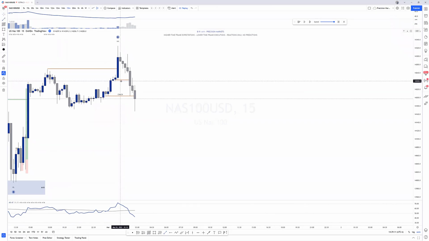Because my 3 rules for POIs is that I want to find areas that have strong movements. I want to find areas that break some type of structure, meaning wicks or actual body breaks.